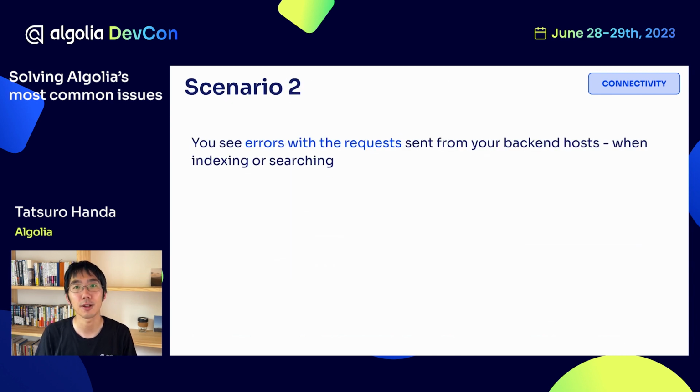Let's look at another scenario where you have issues with the backend implementation. It can be a situation where you see errors with the request sent from your backend host when indexing or searching an Algolia index. Backend implementation is a way of implementing Algolia where backend servers communicate with the Algolia API endpoints. In this implementation, the connectivity that can have problems is between your server and the Algolia endpoints.